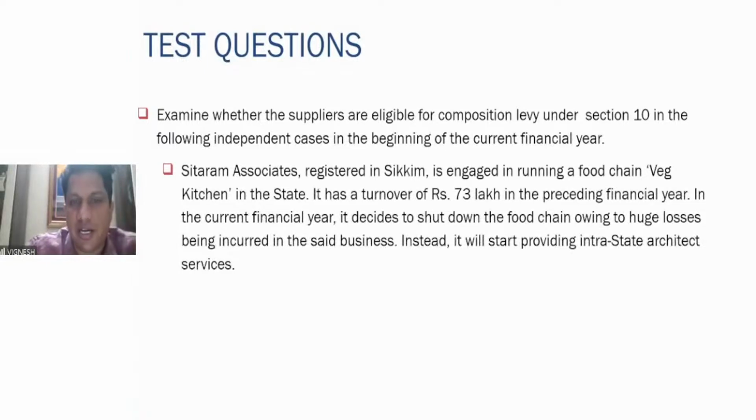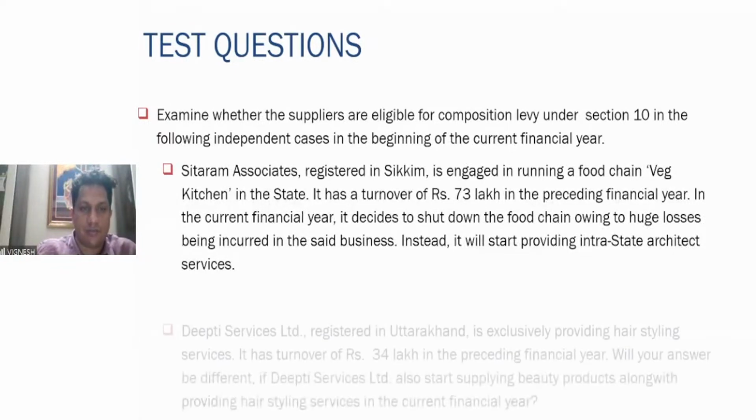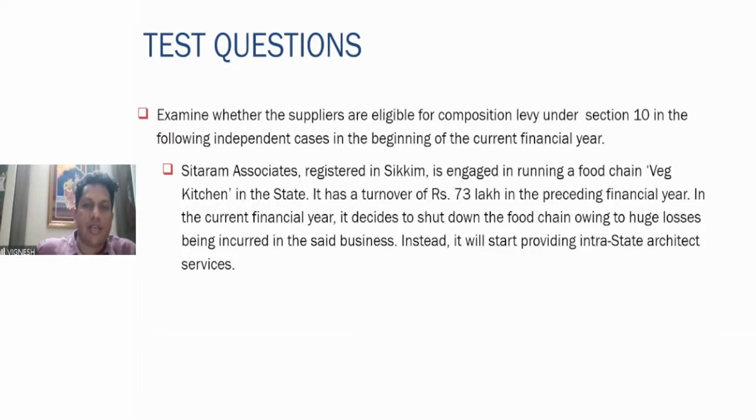Sitaram Associates, registered in Sikkim, is engaged in running a food chain, veg kitchen, in the state. It has a turnover of 73 lakhs in the preceding financial year. In the current financial year, it decides to shut down the food chain owing to huge losses being incurred. Instead, it will start providing intrastate architect services. Whether they can apply for the composition scheme.